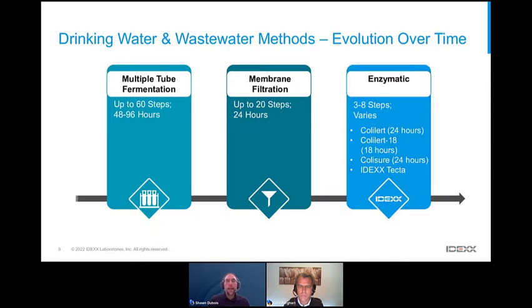And then finally, we hit enzymatic tests. Enzymatic tests are more accurate and quicker for results and easier to run. So total, depending on whether or not you're running presence-absence or quantification, it's about a total of 3 to 8 steps.